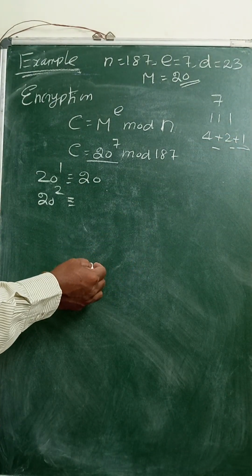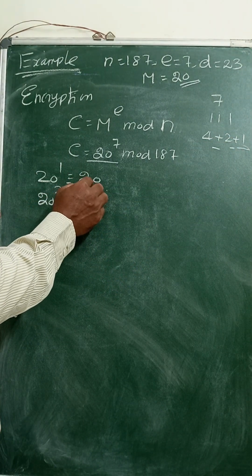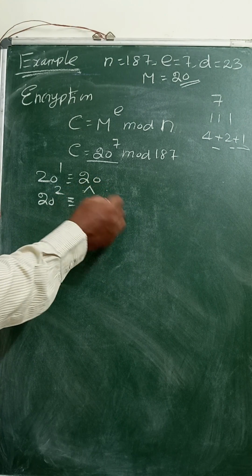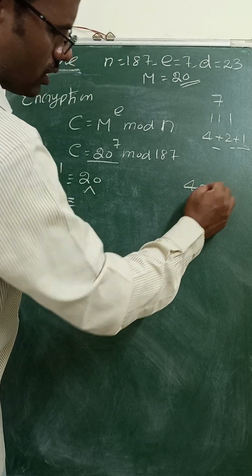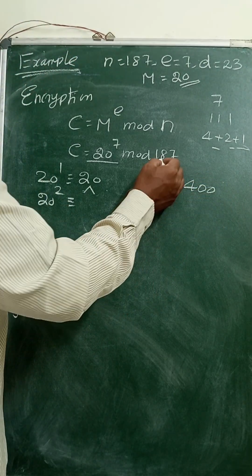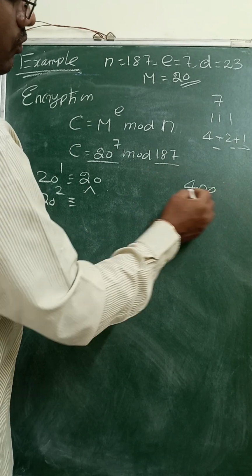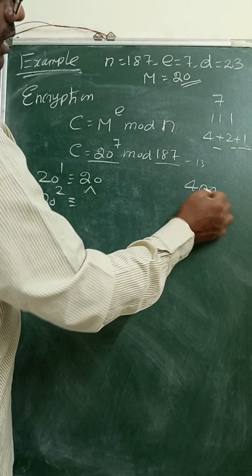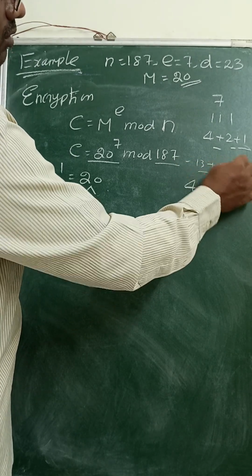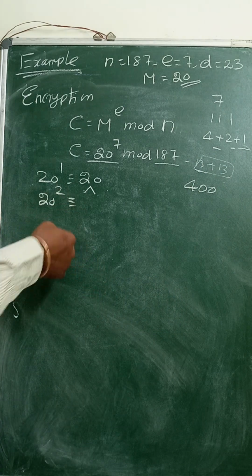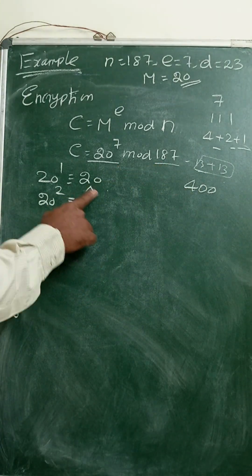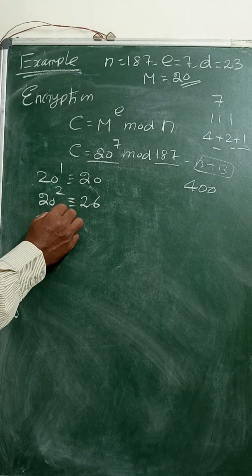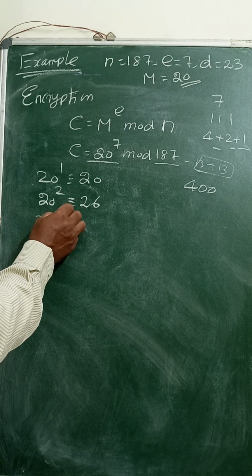Then 20 power of 2. What is the answer from the previous step? Double the value: 20 into 20 becomes 400. So we got the value 400. How many 187s are available? Two times 187 is available. So from 400 we subtract 374, and the remainder is 26. Directly substituting, 400 mod 187 gives 26.